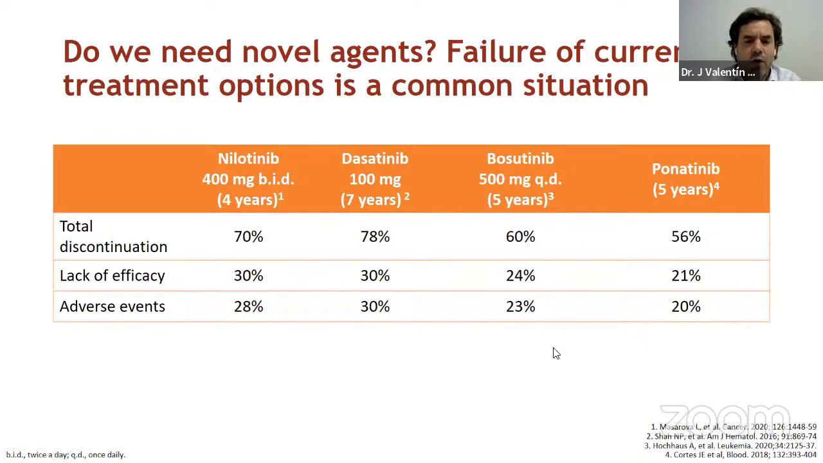And we can see how the problem is quite similar regarding lack of efficacy or intolerance. This is important because in the last years, we focused too much on the resistant patient, but we can see how intolerance is an important problem, and probably even higher. It is more frequent that a patient fails due to intolerance than due to resistance.